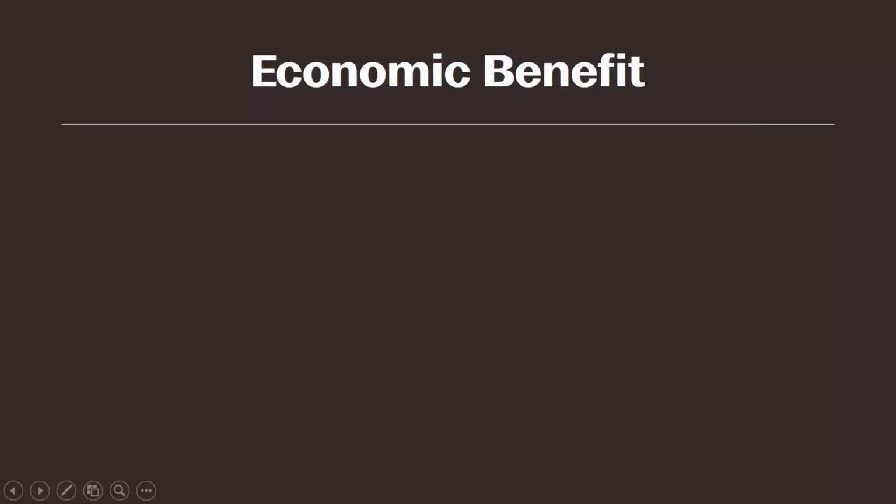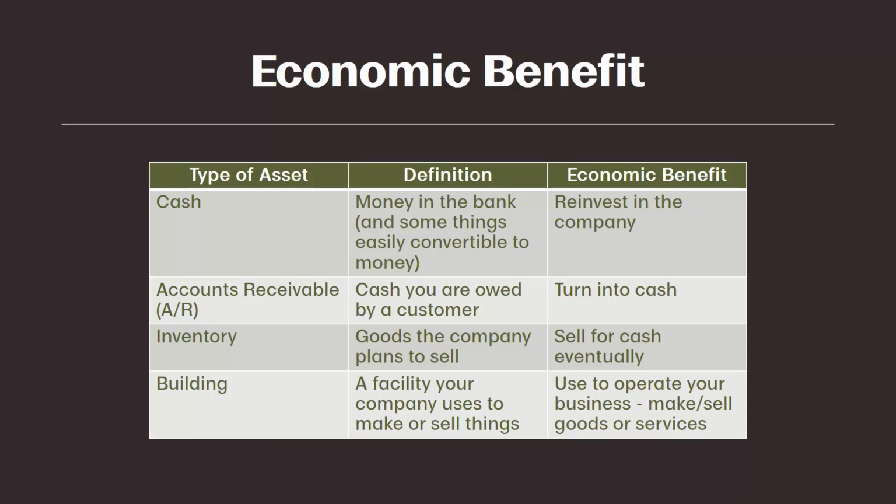Let's dig deeper into the phrase economic benefit by looking at some examples of assets and the economic benefit they provide the company. Here we have a list of assets. Don't try to write down everything that I have here now. I'll have some blanks for you to fill in the note packet. First, I want you to note that assets are found on the balance sheet. So if you're looking at a set of financial statements, the balance sheet is where you would want to look to see the company's assets.